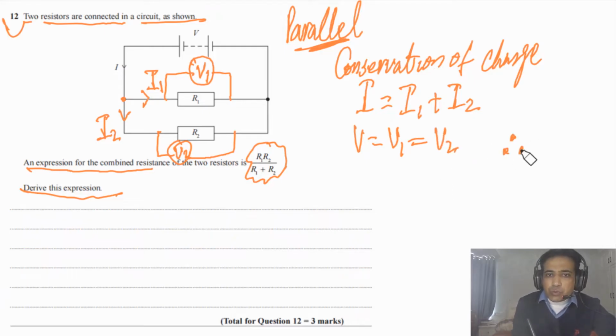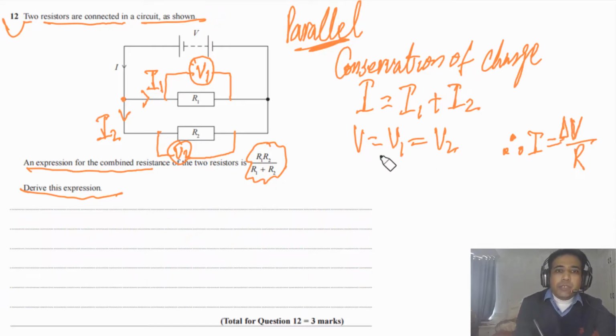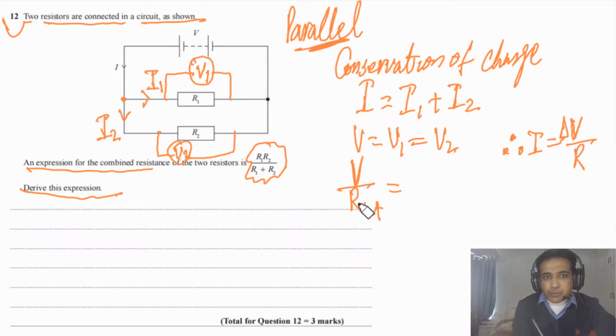Now we can use Ohm's law: current will be equal to the potential difference across the component divided by the resistance of that component. So we can find the value of current passing through that component. This is the potential difference across the component. So we can write I equals V divided by R total, I1 equals V1 divided by R1, and I2 equals V2 divided by R2. In this case, V1 is equal to V2 and they are equal to V.